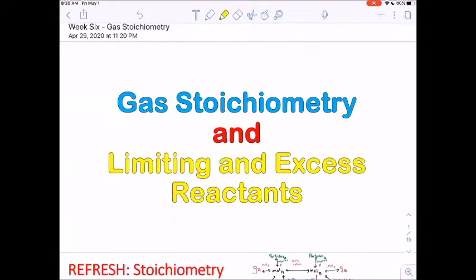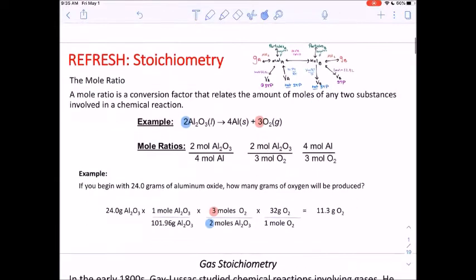Hi guys. This week we're getting into gas stoichiometry, including limiting and excess reactant gas stoichiometry. This is very similar to the stoichiometry we've already done when we're talking about gases at STP, but slightly different when it comes to gases that are not at STP. So we're going to start by refreshing on stoichiometry itself here.